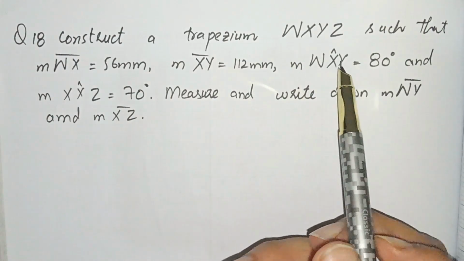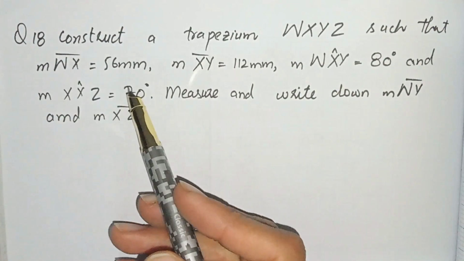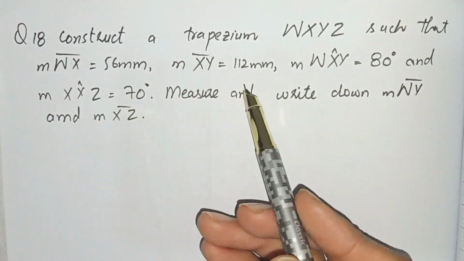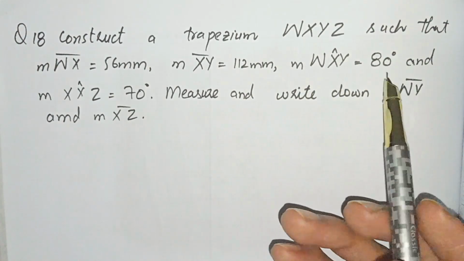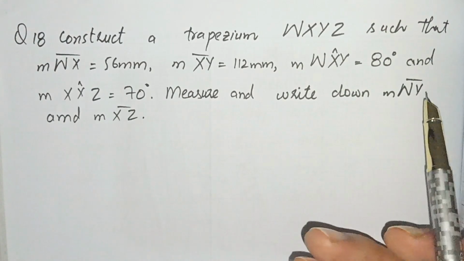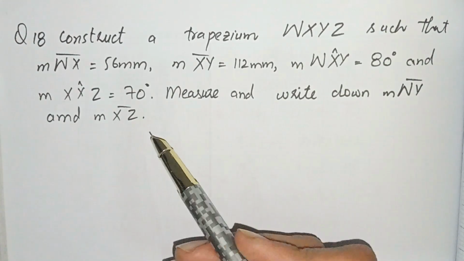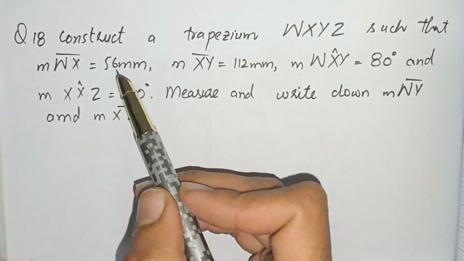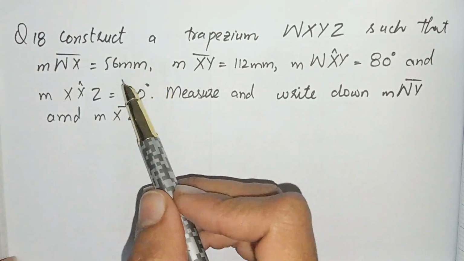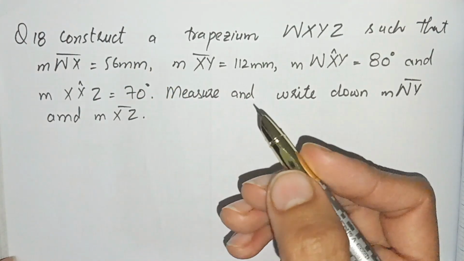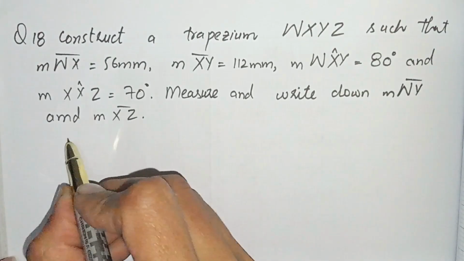Construct a trapezium WXYZ such that WX is 56 millimeter and XY is 112 millimeter, this angle is 80 and this angle is 70. Measure and write down the WY and XZ. First, these lengths are given to us in millimeter. We have to convert them into centimeters.